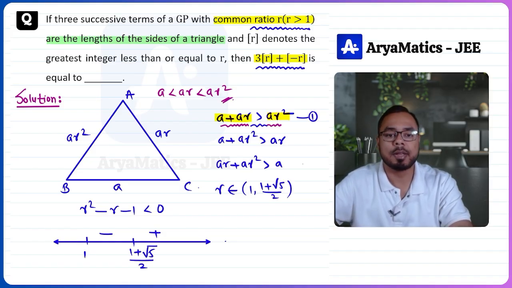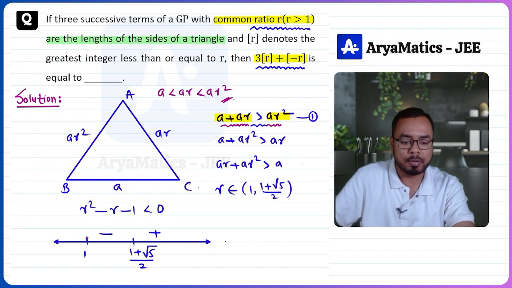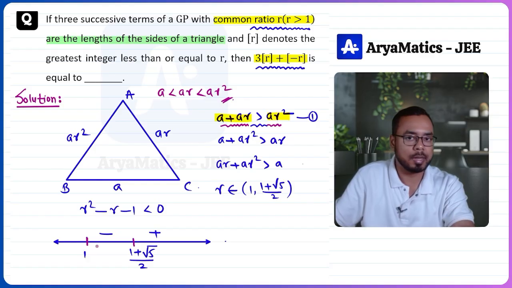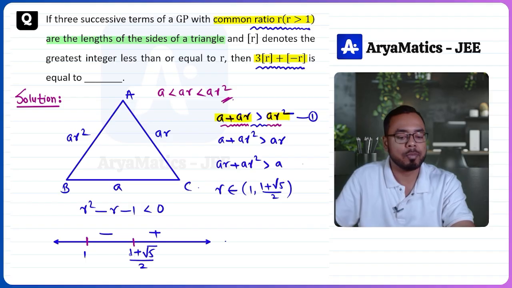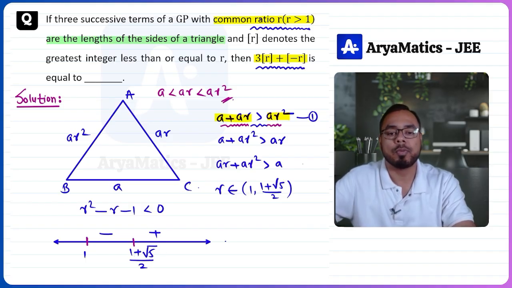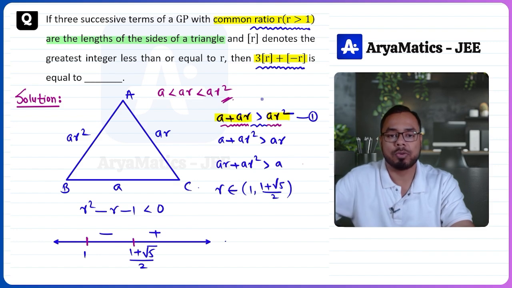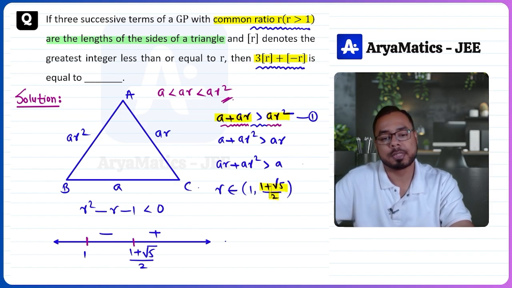And because it is given in the problem that R is greater than 1, we are solving the inequality only when R is bigger than 1. There is no need to solve for R less than 1. So between the roots, we'll get the minus sign, and because R is greater than 1, the range for R will be from 1 to 1 plus root 5 by 2. Now 1 plus root 5 by 2 will be less than 2, right? Root 5 will be slightly more than 2, certainly less than 3, right? So this number 1 plus root 5 by 2 is less than 2.